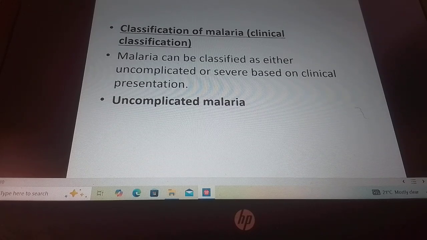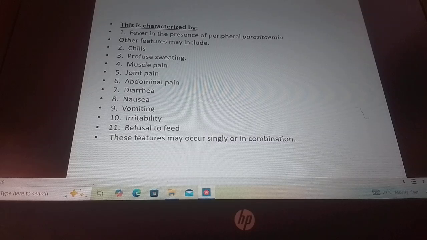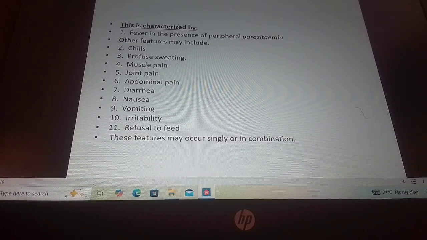So we dive into uncomplicated malaria. It's characterized by fever in the presence of peripheral parasitemia. So if you have fever in the presence of malaria, then that one is uncomplicated malaria. Fever could be there, but once you do a BS for MPS, you will be able to notice that malaria is present. So once malaria is present and fever is present, we term that one uncomplicated malaria. So stay with us, because you will know how to manage and treat this uncomplicated malaria.